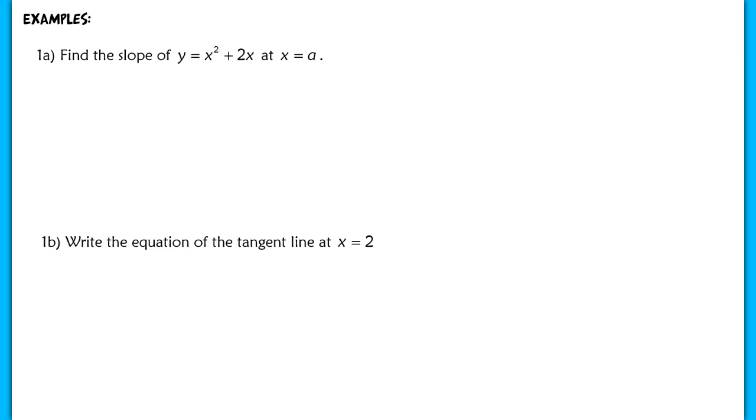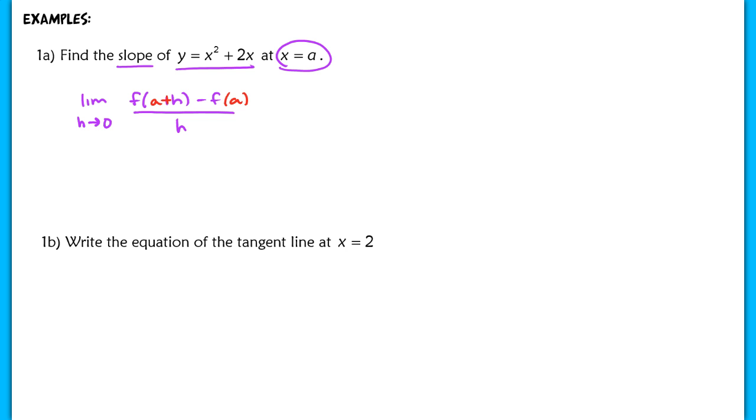In number 1, we're supposed to find the slope of our function, the slope of a function at a specific value x equals a. So to find this slope, remember we want to evaluate the limit as h approaches 0 of your difference quotient, f of x plus h minus f of x over h. Now in this case, since x is equal to a here, I'm going to replace this x with an a and this x over here with an a as well. So I have f of a plus h minus f of a over h.